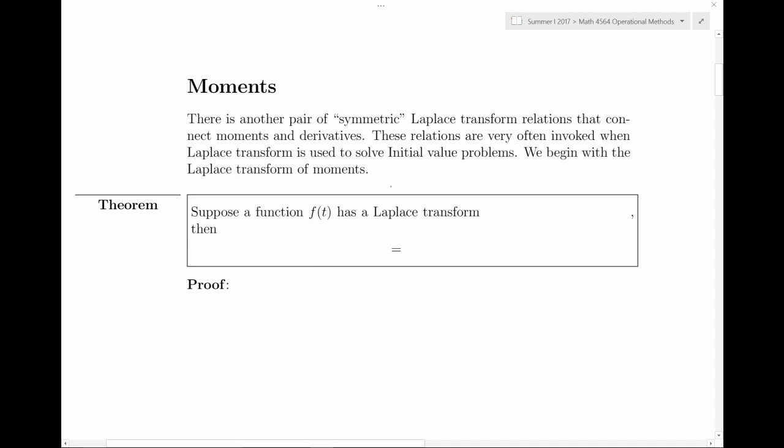Hello and welcome to the next lecture. Today we're going to talk about moments, Laplace transforms of derivatives, and solving initial value problems with the help of the Laplace transform. We begin with moments.